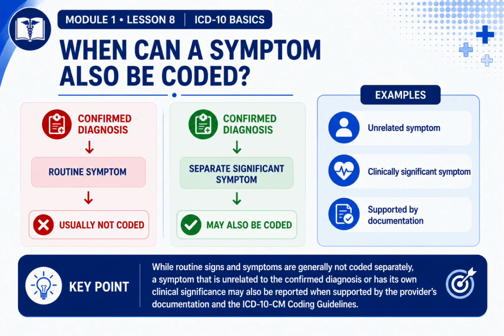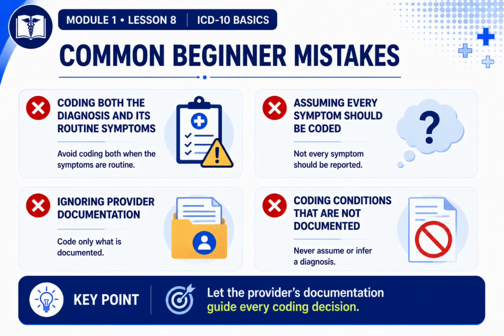There is one important exception to remember. If a symptom is unrelated to the confirmed diagnosis or has its own clinical significance, it may also be coded when it is supported by the provider's documentation and the official ICD-10-CM coding guidelines. Many new coders make the mistake of reporting both a diagnosis and its routine symptoms. Others assume every symptom should be coded or assign diagnoses that aren't documented. Always rely on the provider's documentation and follow the coding guidelines.